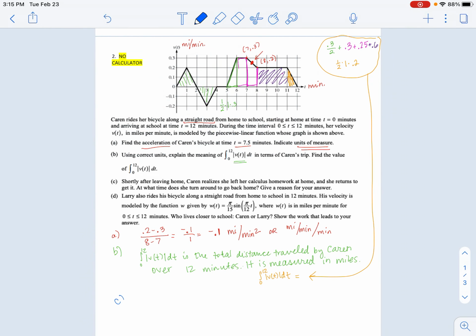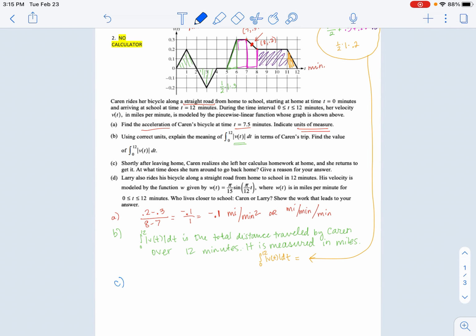All right, part C. Shortly after leaving home, Karen realizes she left her calculus homework at home. Who would do that? And she returns to get it. At what time does she turn to go back home? Give a reason for your answer. So it looks like she turns around at 2 because her velocity changes signs. Right, so she was traveling to the right or forward, however you want to think of it, and then she turned around and started traveling left or backwards, however you want to think of that sign change. Okay.